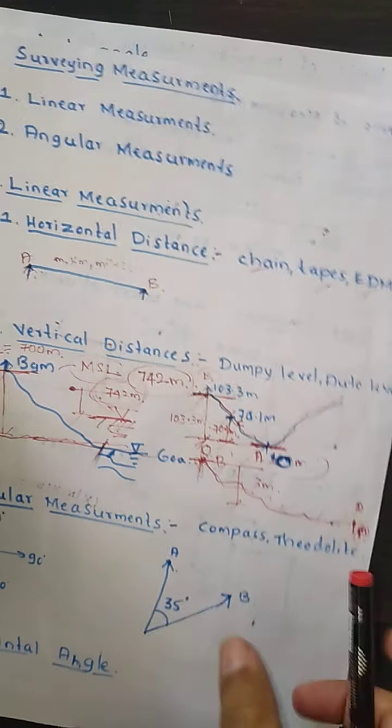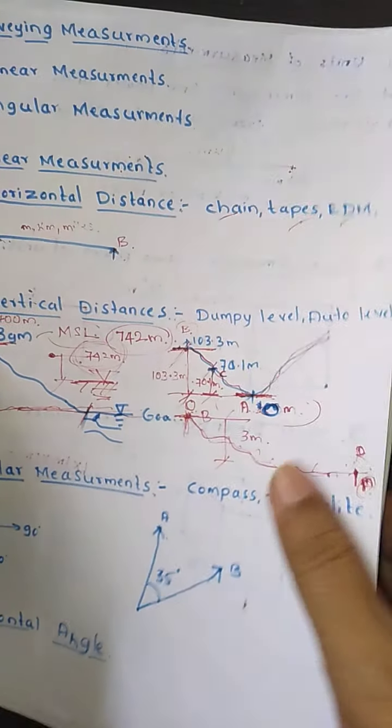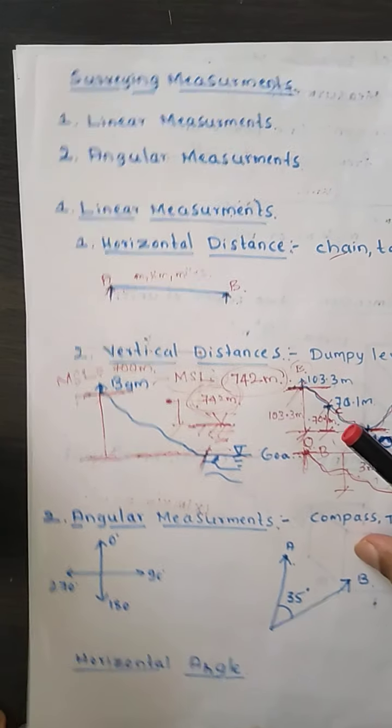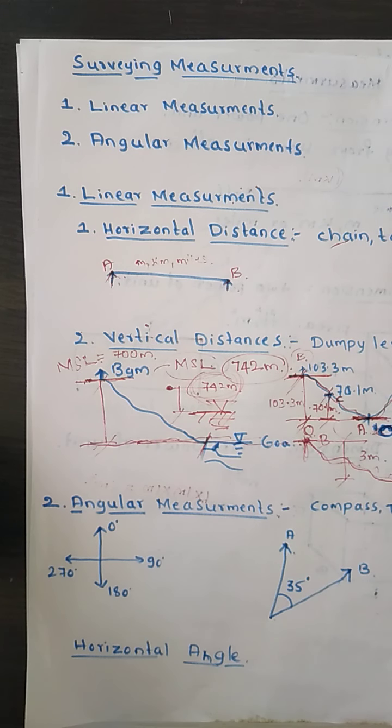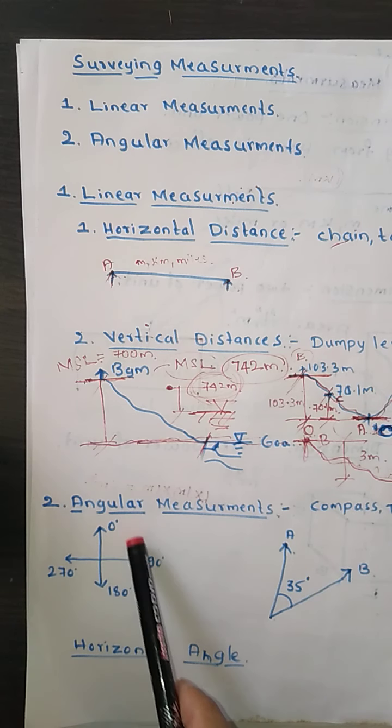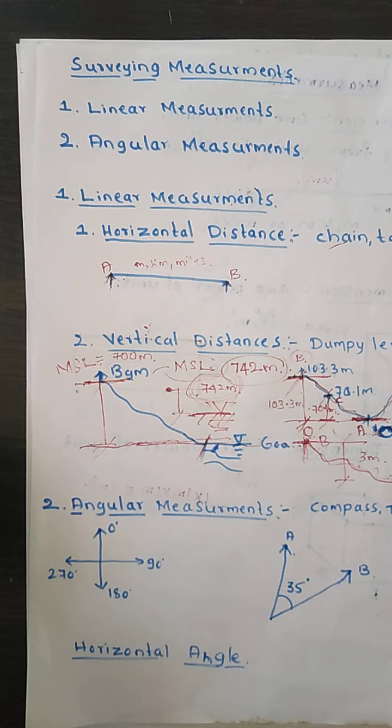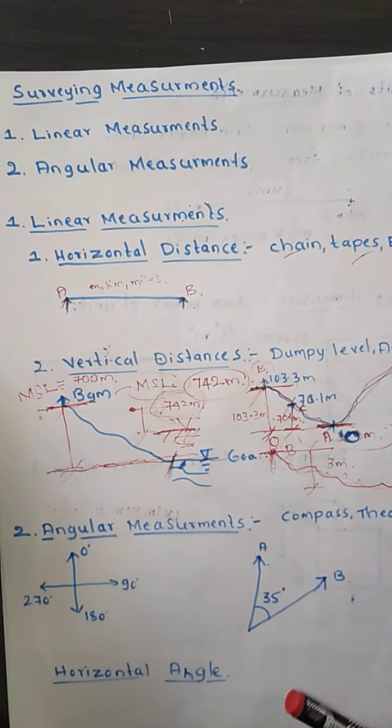And what is angular measurement? Now suppose we are going to have an angle of around 360 degrees. This is 0 degree, 90 degree, 180 degree, 270, and again if you come back here it will be 360. Okay, so this is regarding your angular measurement.